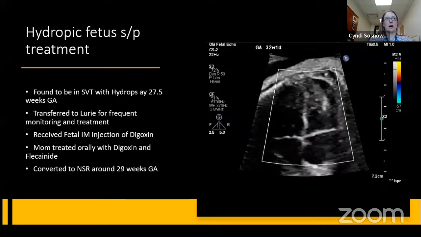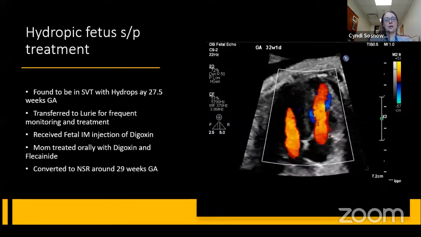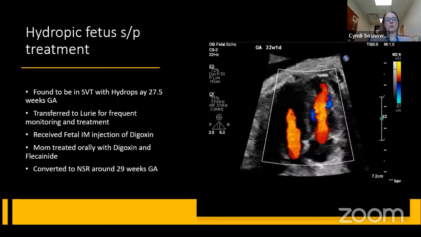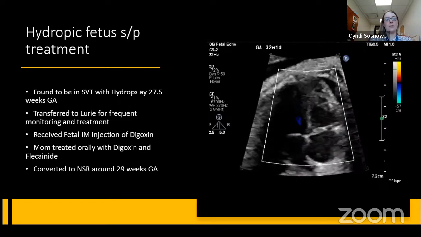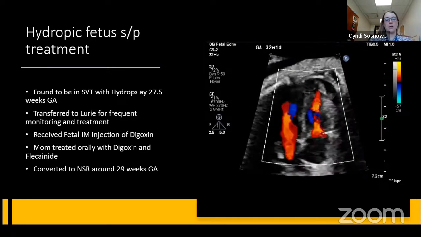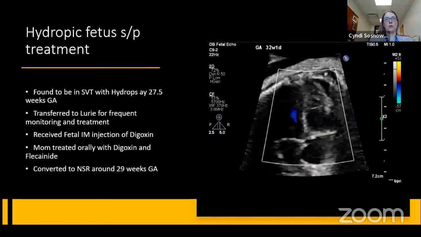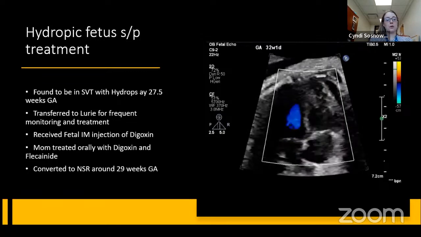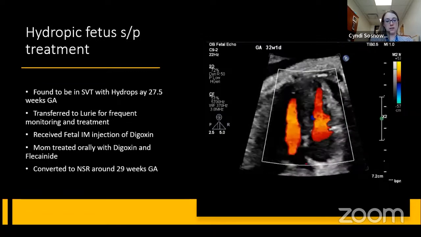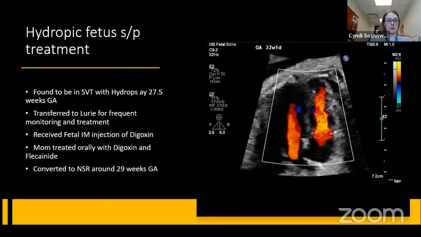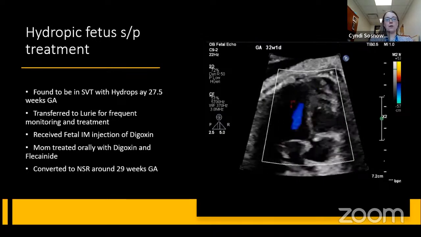And I know they had me updated and they were telling me that it converted to normal sinus rhythm, and then it was going back to SVT. I think that's what prompted them to do the IM fetal injection, to hopefully just break it and keep it broken. So the baby converted to normal sinus rhythm consistently, not going back and forth, around 29 weeks. And mom was hospitalized that entire time. And then we followed her as an outpatient.